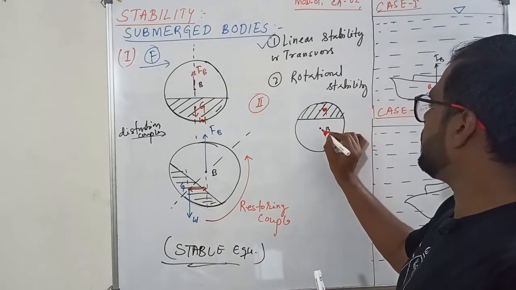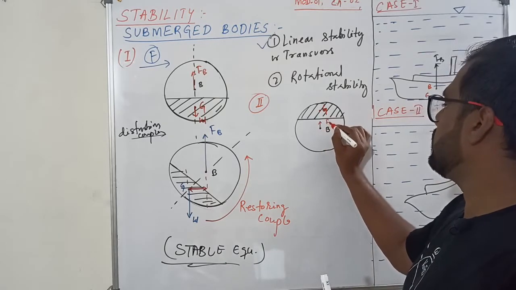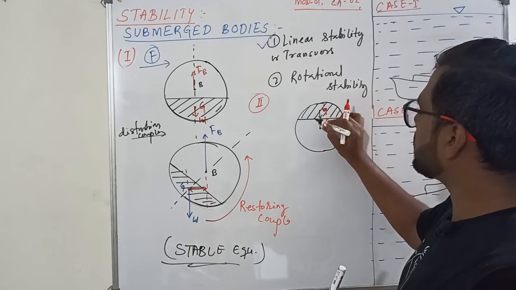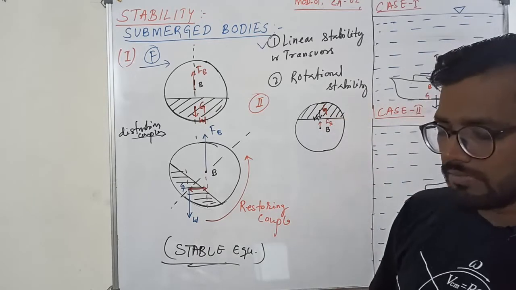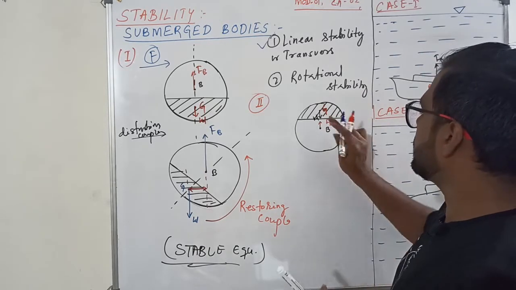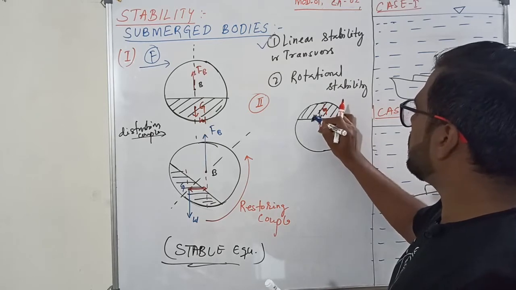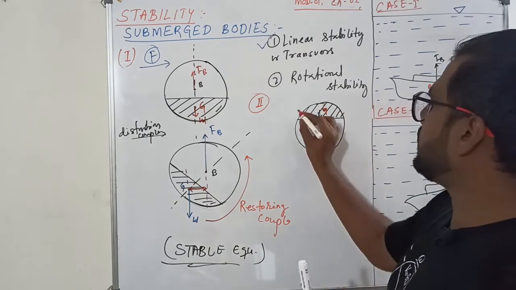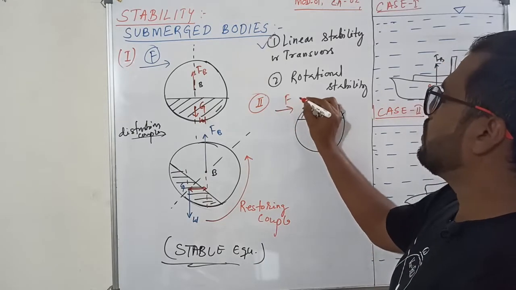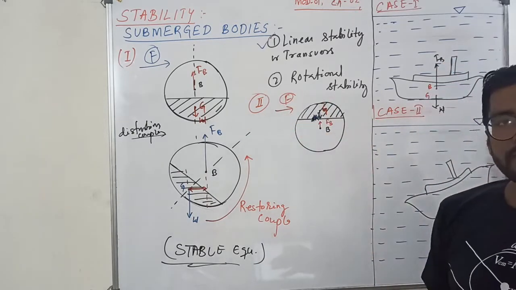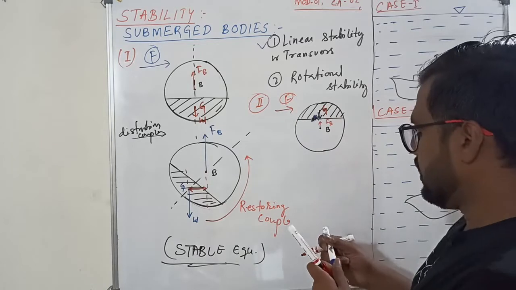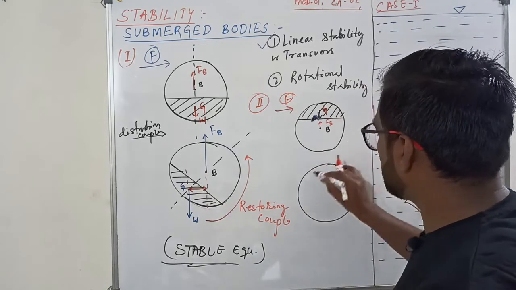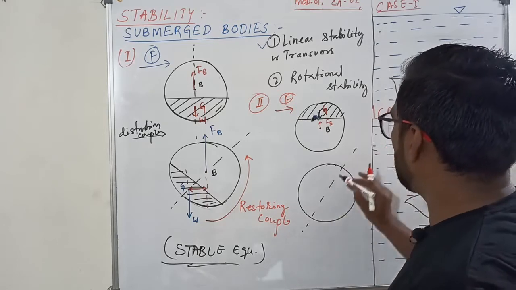Now in this case, FB, the force of buoyancy, always acts upward. Gravity, the weight of the body, is acting vertically downward. Very good. Now what I have done is apply some force F to disturb it. After the disturbance, this is the new position of your body or object.